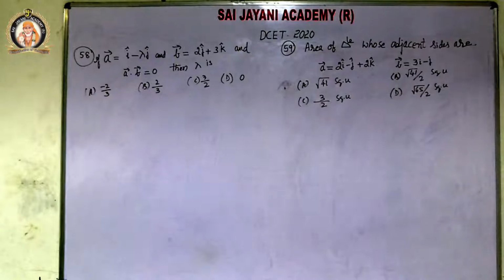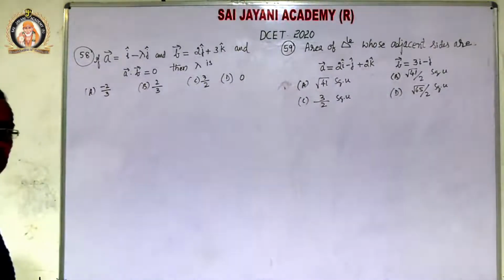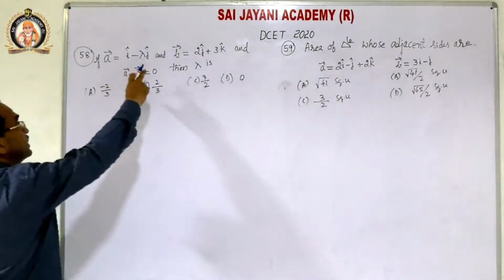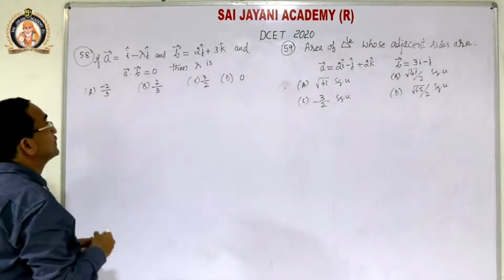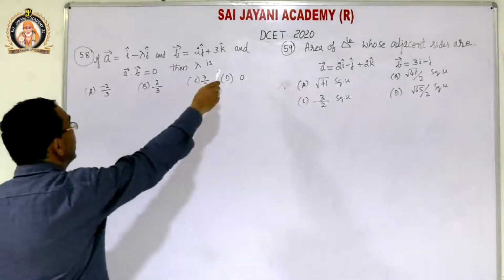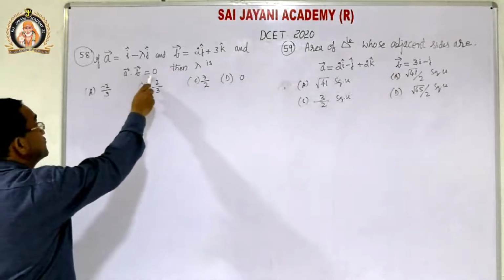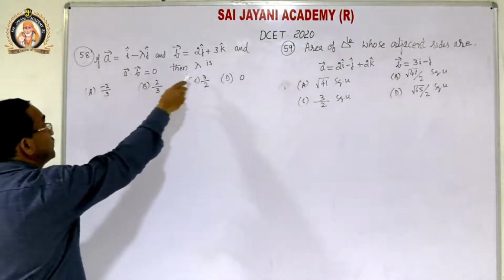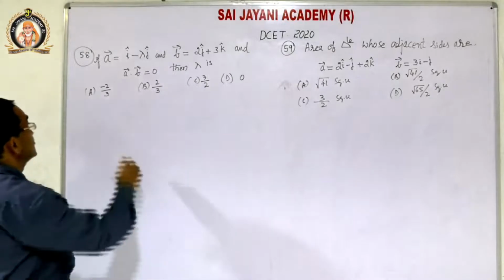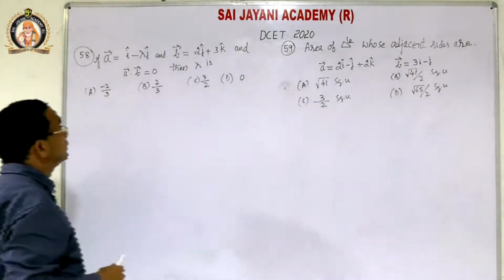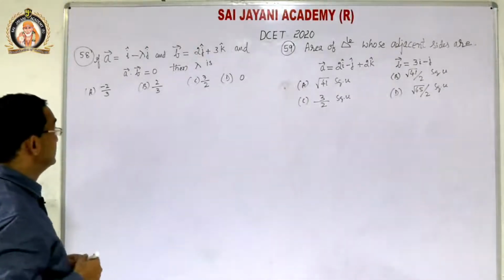Now we shall pass on to the next question, that is 58. Okay. Now what is question number 58? If A vector is equal to i minus lambda j and B vector is equal to 2i plus 3k, find A dot B when A dot B is equal to 0. A vector dot B vector is equal to 0, then what is lambda? Find the lambda. He has given the 4 answers: minus 2 by 3, 2 by 3, 3 by 2 and 0. So before that, understanding the dot product.